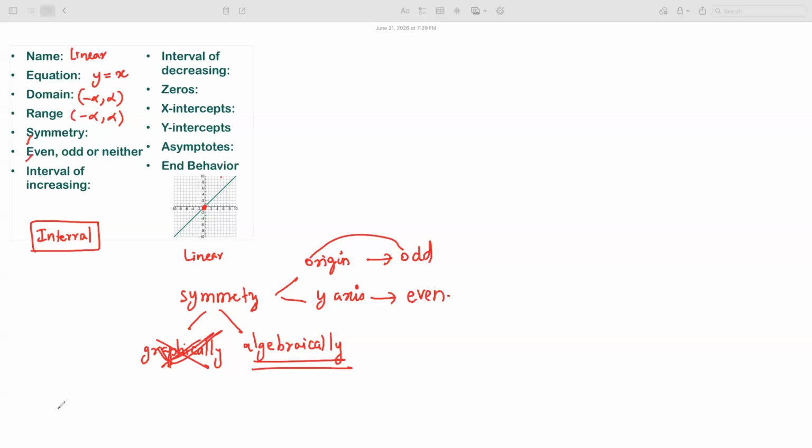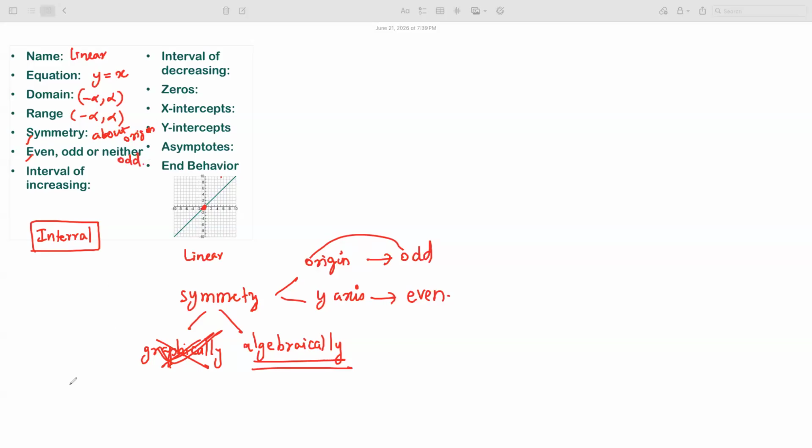So now for this linear function, is it symmetric about the origin or the y-axis? Who can tell me? The origin, because you can hold that point and rotate it. It's symmetric about the origin. So I'll write it out as about origin, and then it's an odd function.